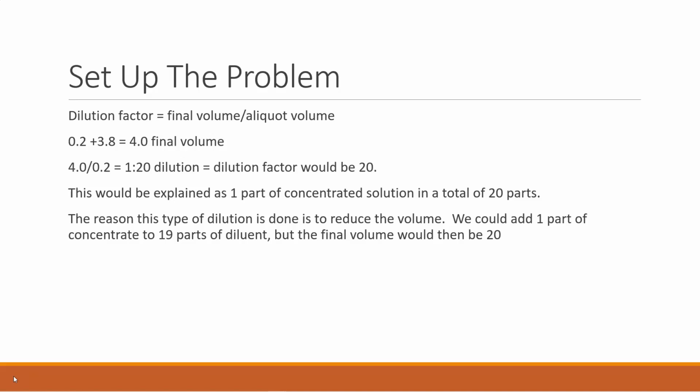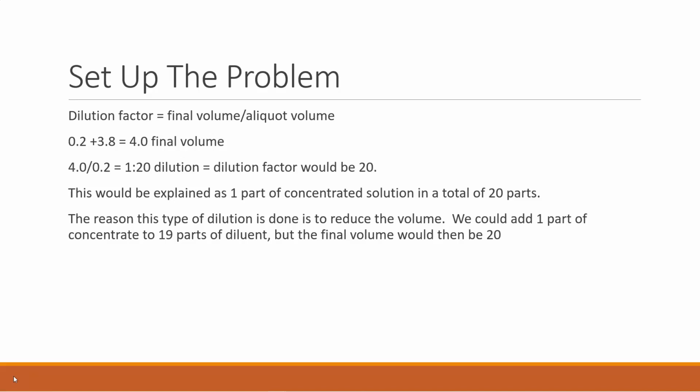Then you take that final volume and you divide it by the aliquot. So we end up with a 1 to 20 dilution, where the dilution factor is 20. This would be explained as 1 part of concentrated solution and 20 parts total. The reason this type of dilution is done is to reduce the volume. We could add 1 part of concentrate to 19 parts of diluent, but that final volume would be 20.